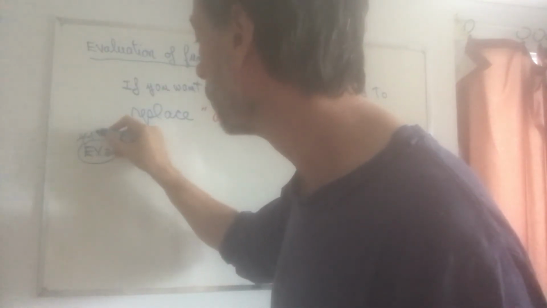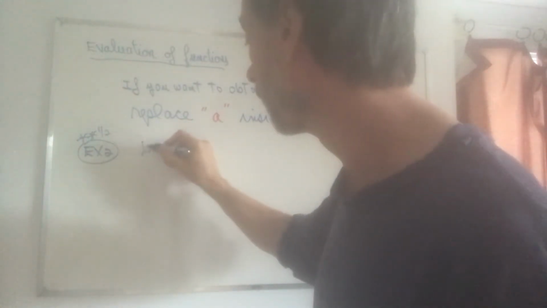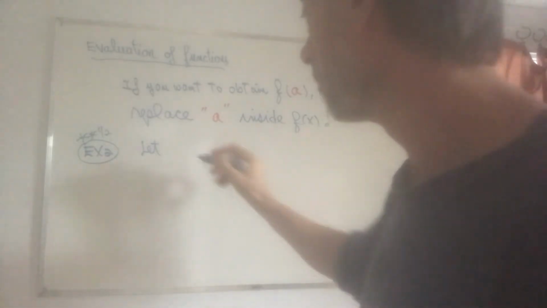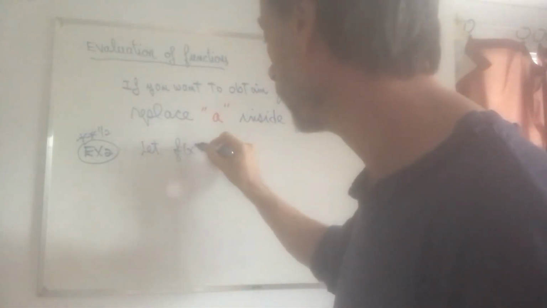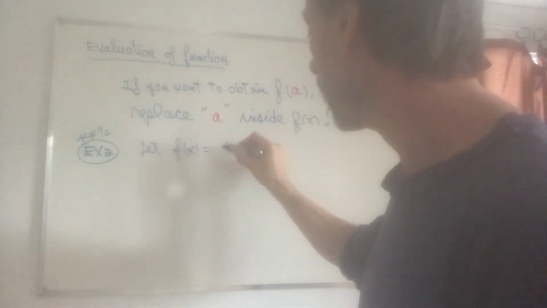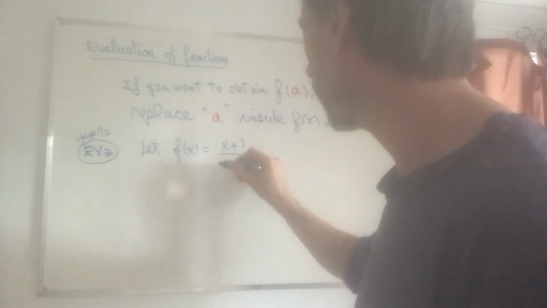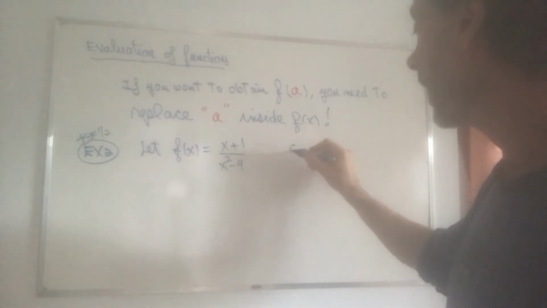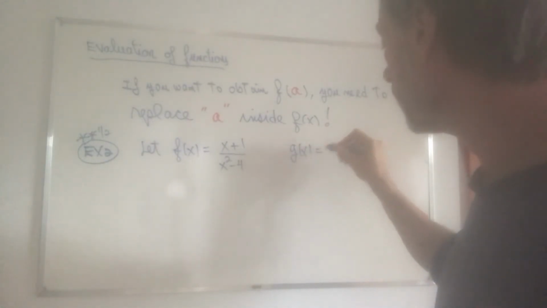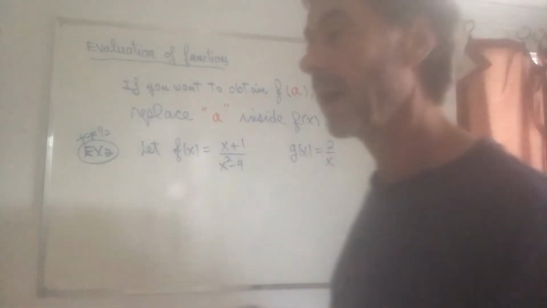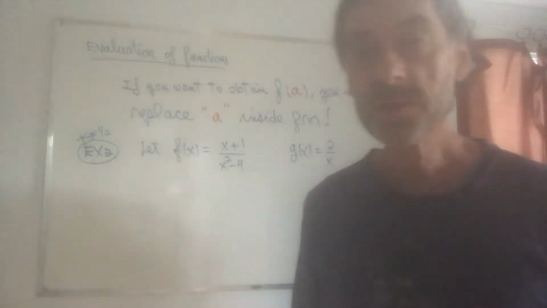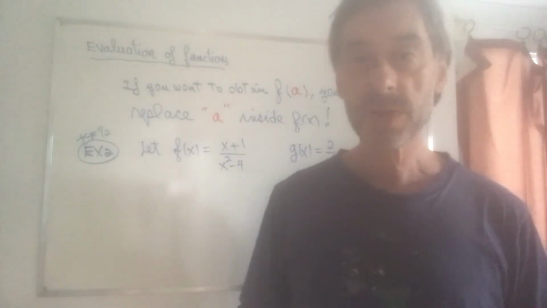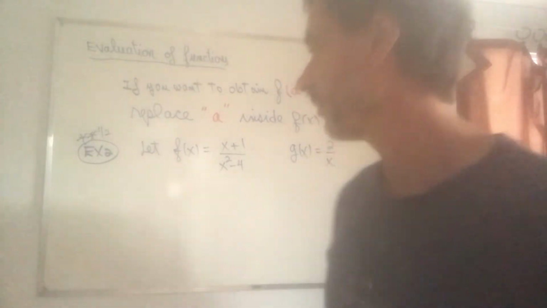Example 2, middle of the road. What did I have before? Let me have the same functions. Why move away from a good thing when we have a good thing? So f of x is x plus 1 over x squared minus 4. And we also had g of x to be 2 over x. So let's see if we can evaluate these functions at certain point values.